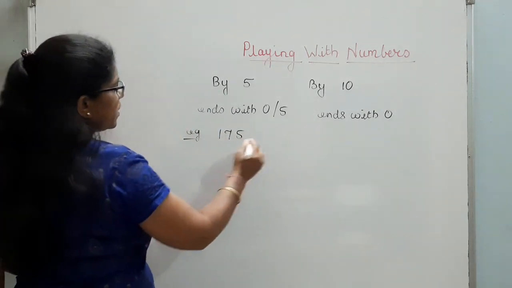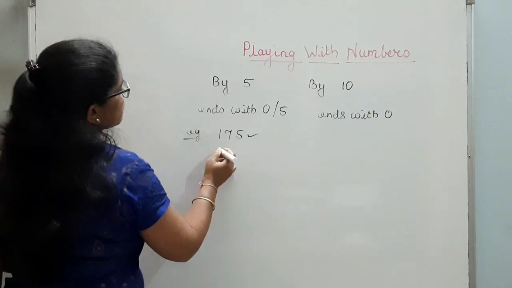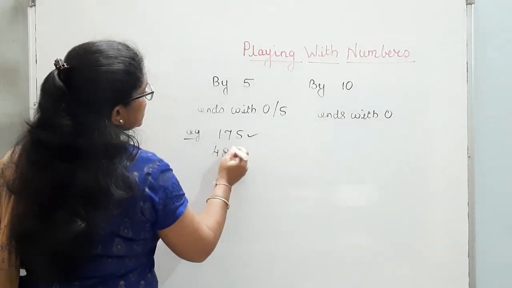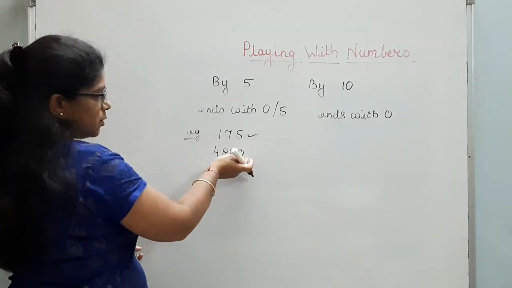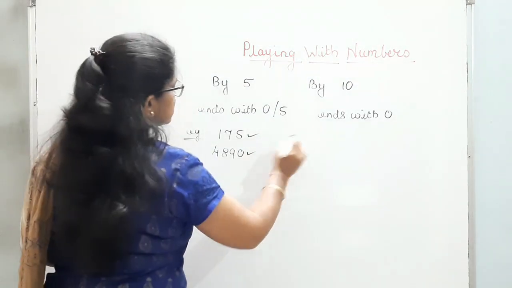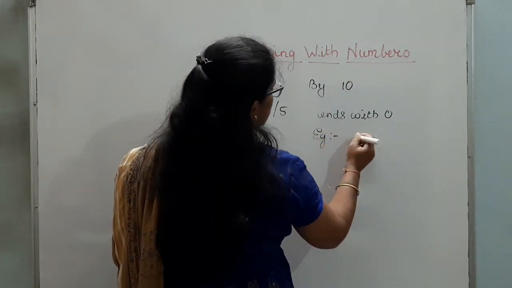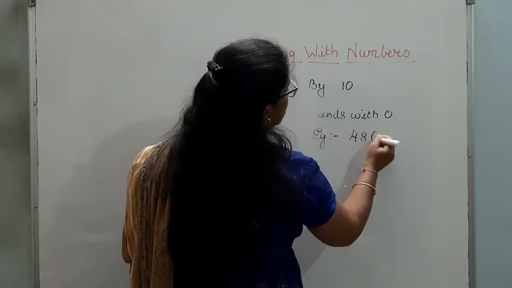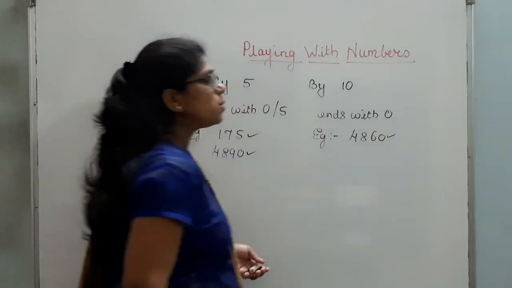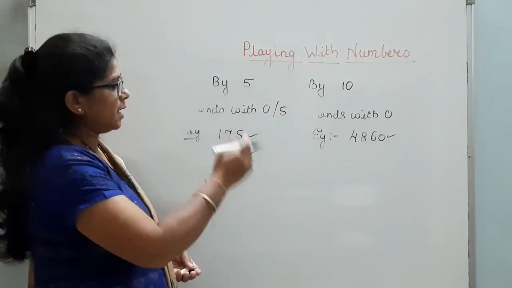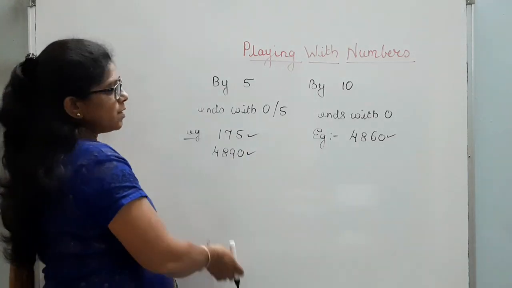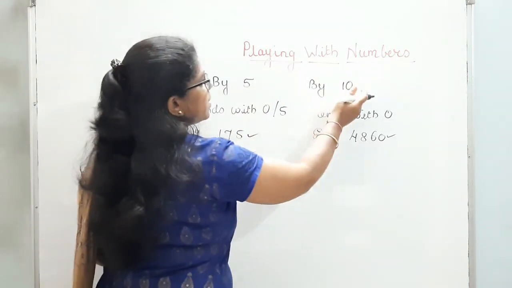175 is ending with 5, that means it is divisible by 5. 4890, the units place is 0, it is divisible by 5. Similarly here, ending with 0. 4860, the units place is 0, so the number is divisible by 10. So this is how we check whether the given number is divisible by 5 and 10.